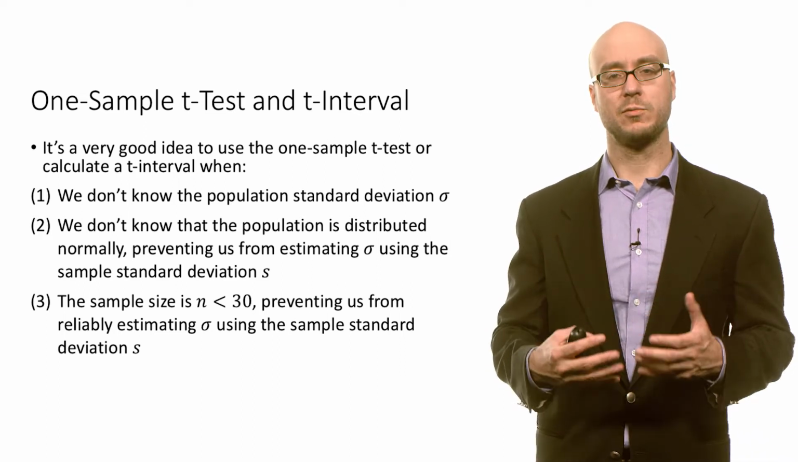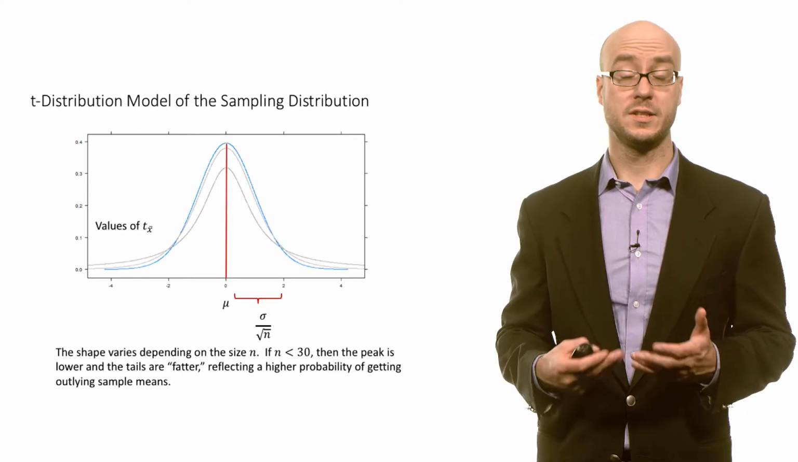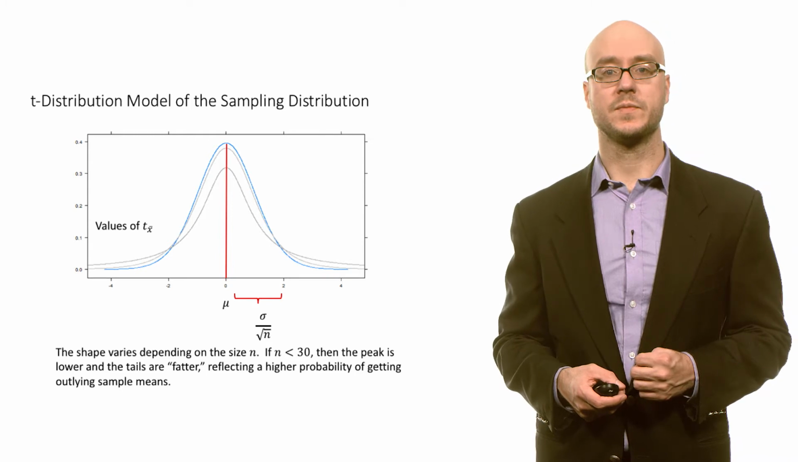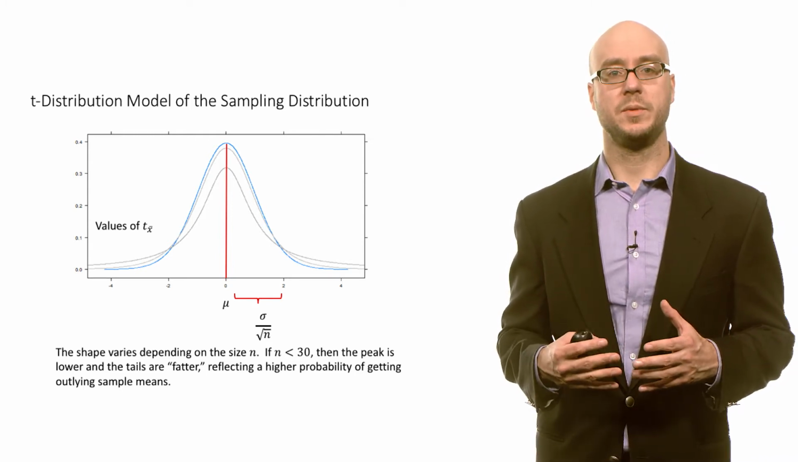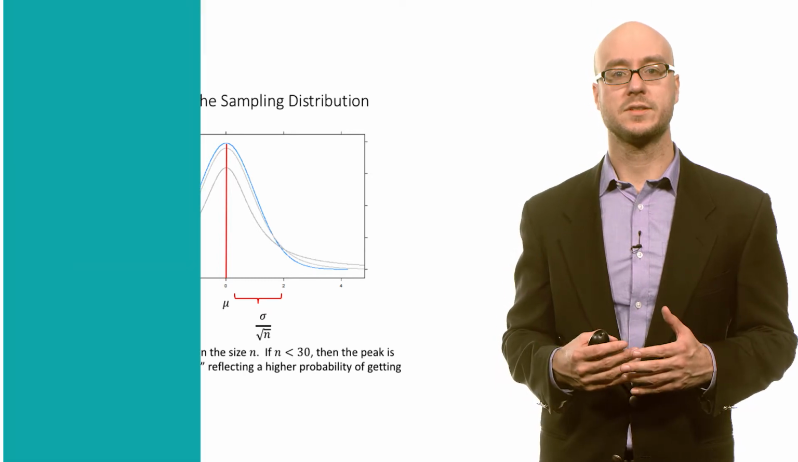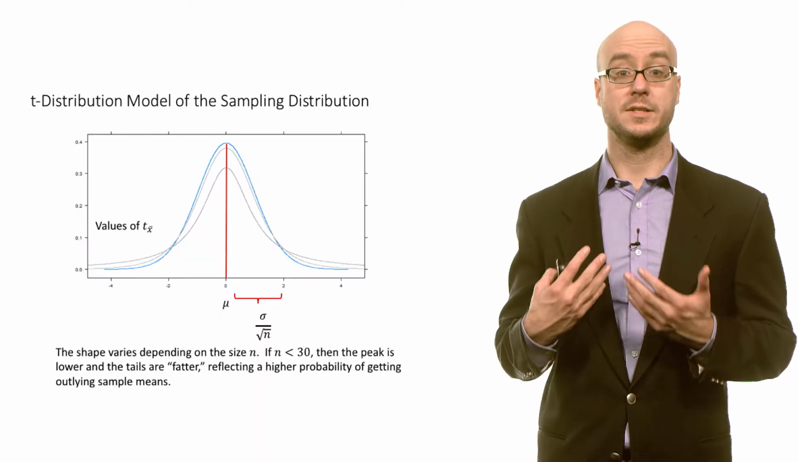So in general, we use the one-sample t-test or t-interval much more often, and it's the default for much of the statistical software that we use. The t-distribution model, the sampling distribution, looks like this. So you have these different t-values above or below 0. The distribution is centered on the population mean, or the claimed value of the population mean, and it has a spread. But the idea is that the shape of the distribution changes depending on the sample size.